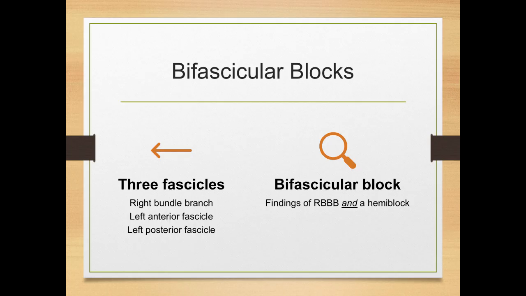You've got your left anterior fascicle, you've got your left posterior fascicle, but also your right bundle branch is its own fascicle, because it doesn't branch off from itself. So we've got three fascicles: your right bundle branch, then your left anterior and your left posterior fascicles. And we can block off two of those at a time. So your bifascicular block is going to be a right bundle branch block and a hemiblock, so right bundle branch block and the blocking of either your anterior or your posterior fascicle.